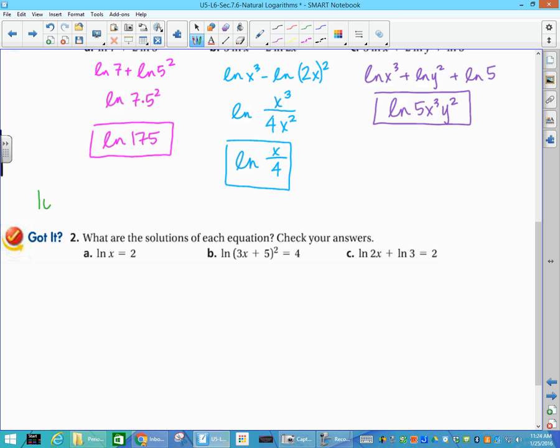Okay, now the other thing you did when we talk about solving, you solved logarithmic equations. Okay, and we used this. We had log base b of x equals y. Okay, and we got rid of the exponent.